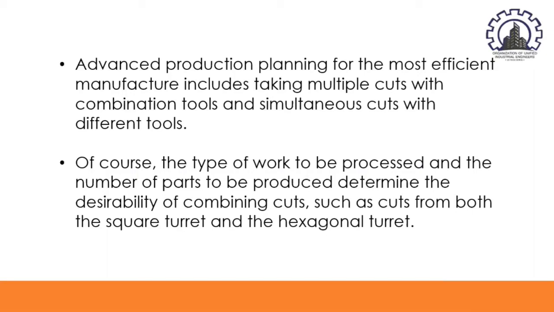Advanced production planning for the most efficient manufacture includes taking multiple cuts with combination tools and simultaneous cuts with different tools. Advanced production planning is about the allocation of raw materials, workers, and workstations to fulfill manufacturing orders on time. And lastly, of course, the type of work to be processed and the number of parts to be produced determine the usability of combining cuts, such as cuts from both the square turret and hexagonal turret.